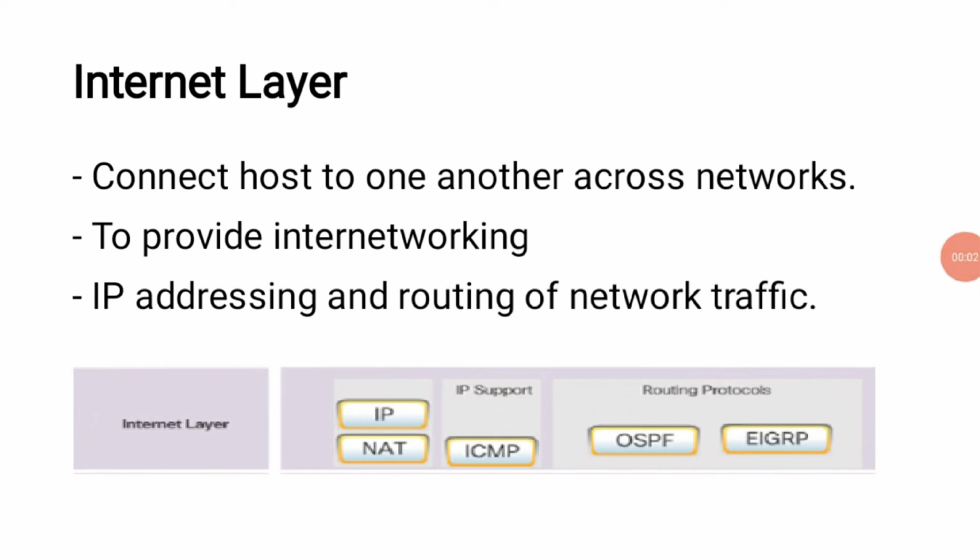Under IP support, ICMP or the Internet Control Message Protocol is used by a device like a router to communicate with the source of a data packet about transmission issues. In routing protocols, OSPF or the Open Shortest Path First is a link state routing protocol, while EIGRP or the Enhanced Interior Gateway Routing Protocol is an advanced distance vector routing protocol.